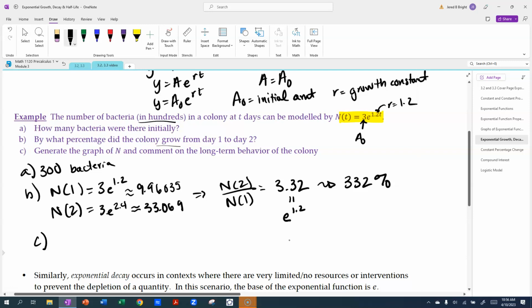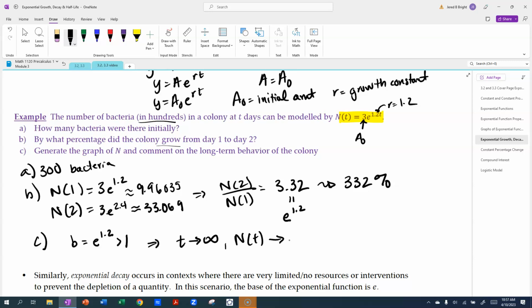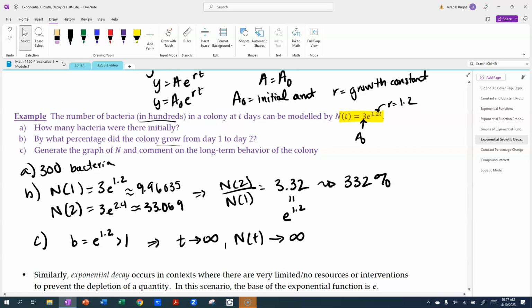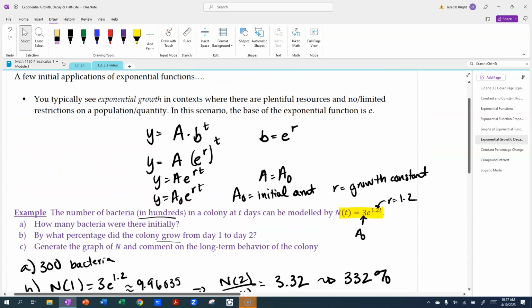If you want to generate the graph and look at the long-term behavior, you sure can, but part C says comment on the long-term behavior of the colony. Well, what do we know? We know b is this e to the 1.2, the 3.32 number, and that's greater than 1. So as time gets arbitrarily large, the number of bacteria in the population should also go to infinity. You can look at a graph, put it into Desmos using y and x, and you get the graph. So that's exponential growth.